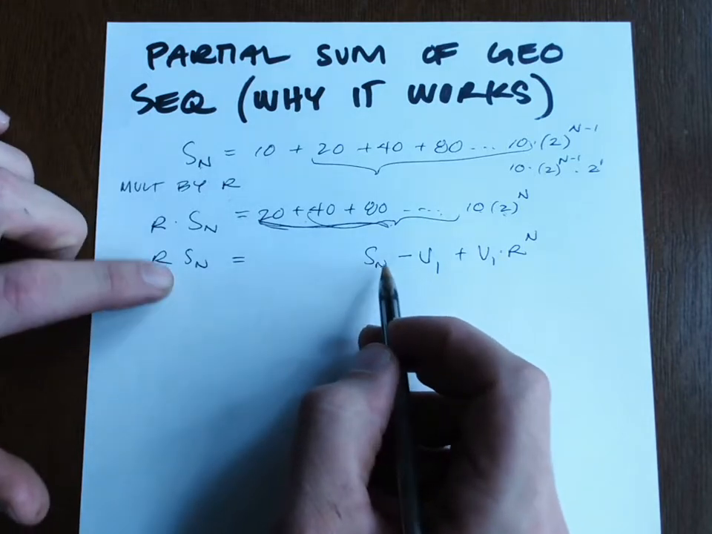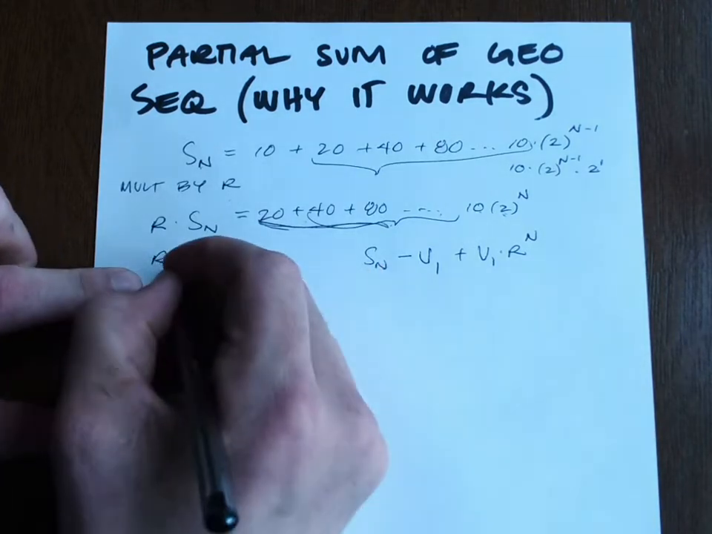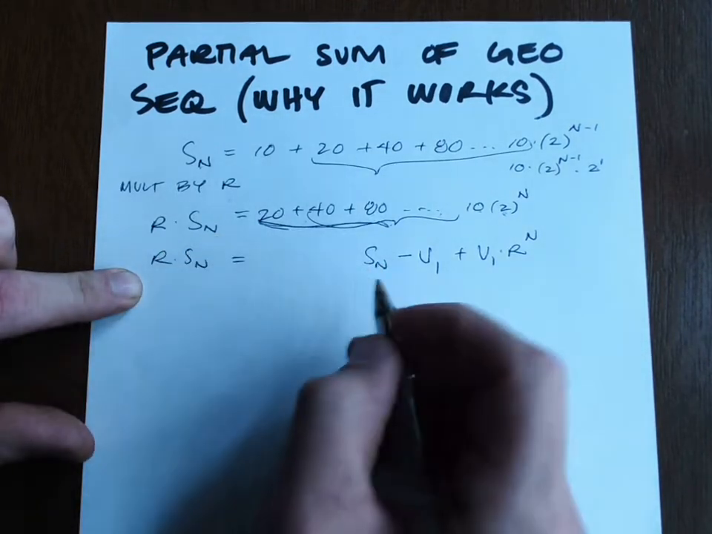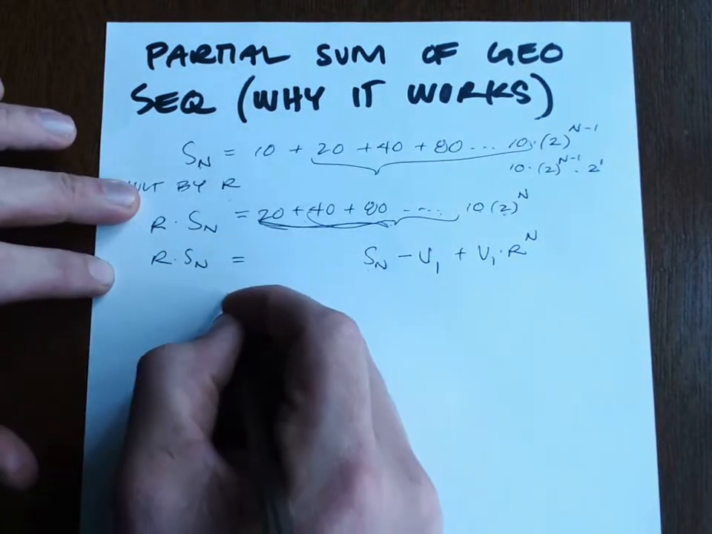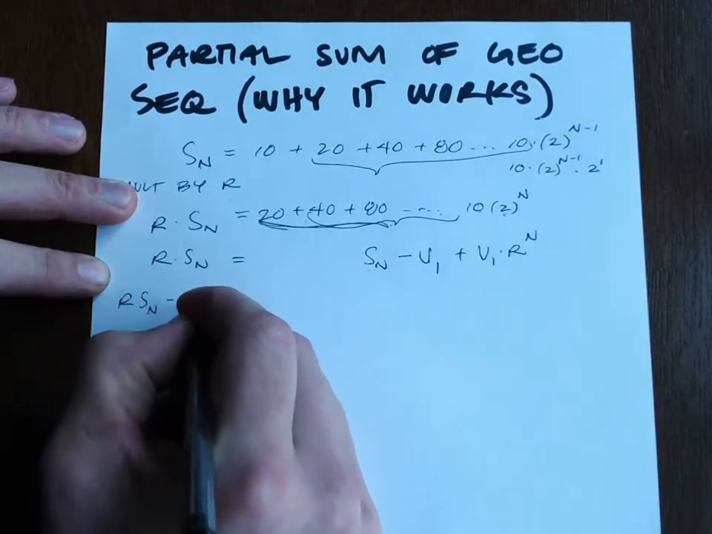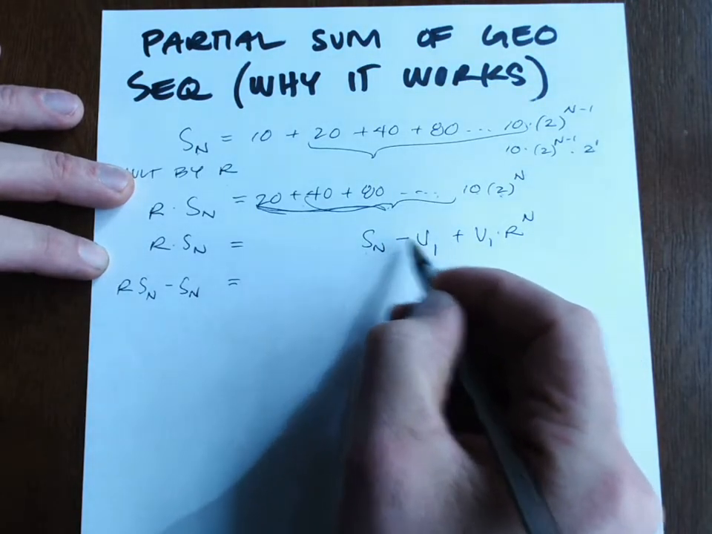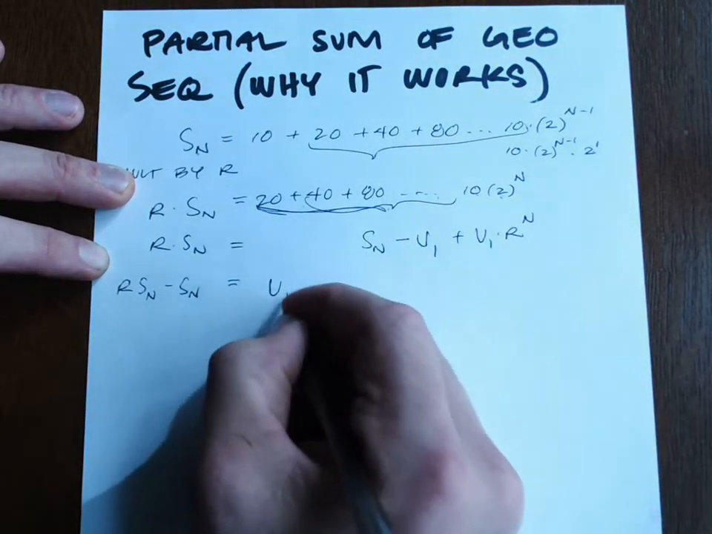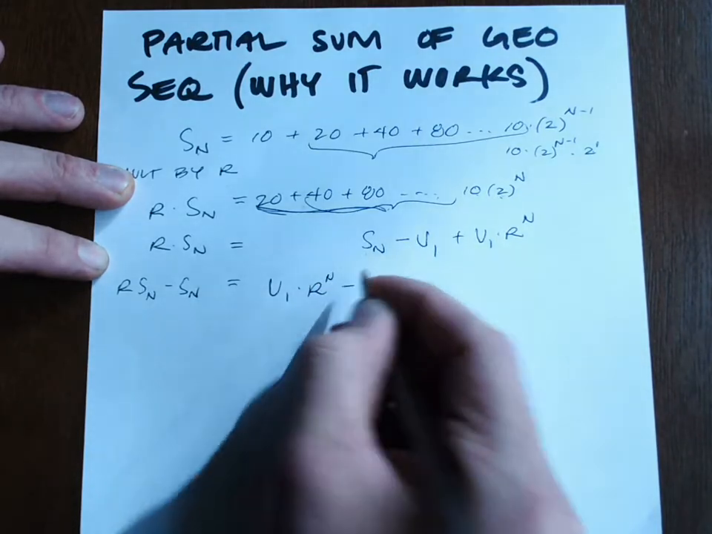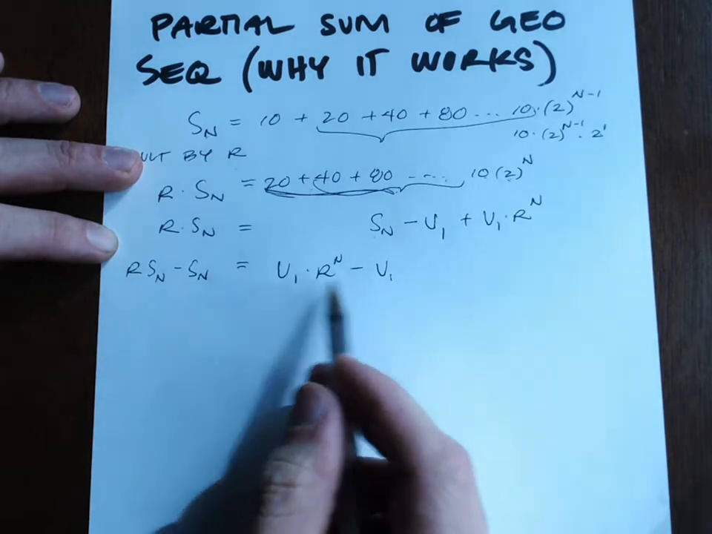And if we combine our like terms, I know I left a big gap here, but this Sn is being multiplied by r, but this one's not. Let's combine some like terms, get them on the same side using subtraction. And over here, I don't like the leading coefficient to be negative, so I'm going to rephrase this as u1 times r to the n minus u1. Okay, so at least we got the terms on the same side together.